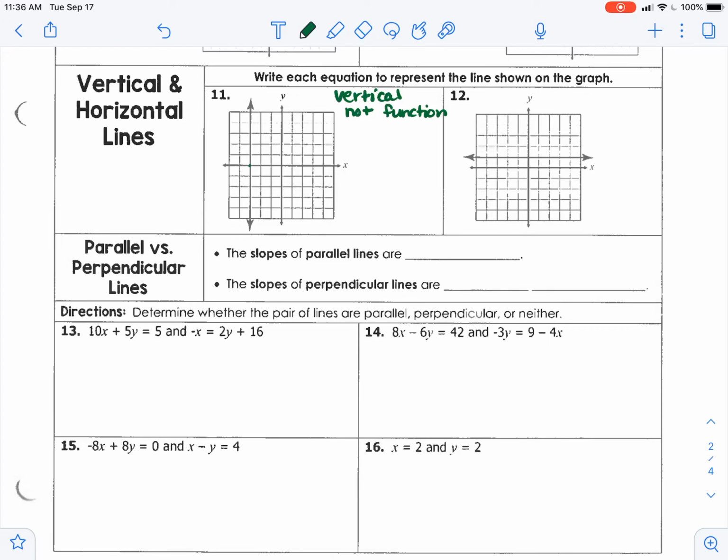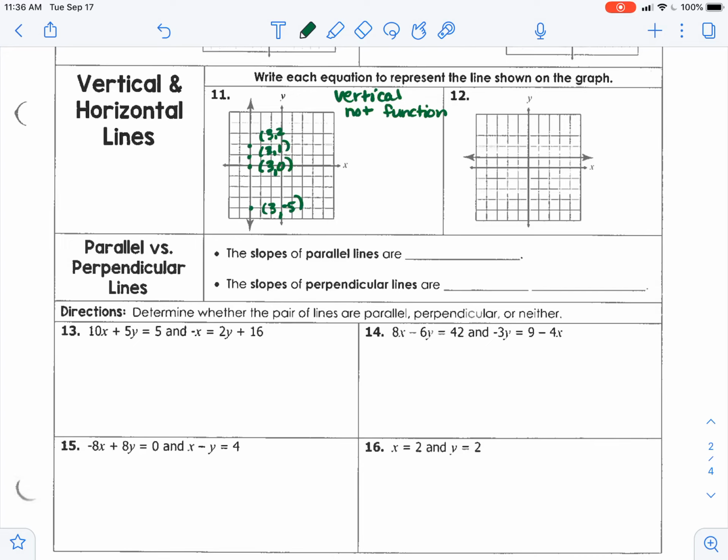So when you look at this vertical line, I think the easiest thing is just to look at some points that are on this line. So the bottom point there would be 3, 0. The next point would be 3, 1. The next point is 3, 2. And if I had a point down here somewhere, it would be 3, -5.